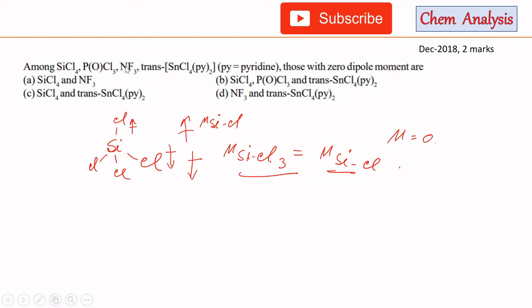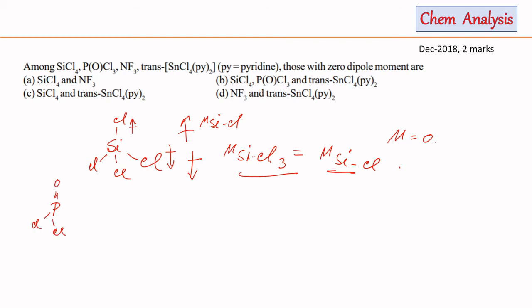And for POCl3 the geometry is also tetrahedral, and the resultant dipole moment corresponding to these 3 P-Cl bonds will be in this direction, and the dipole moment generated for this P=O bond will be in just the opposite direction, and since the values of these two dipole moments are not the same, the dipole moment corresponding to this POCl3 molecule will not be equal to 0, it will contain some dipole moment.